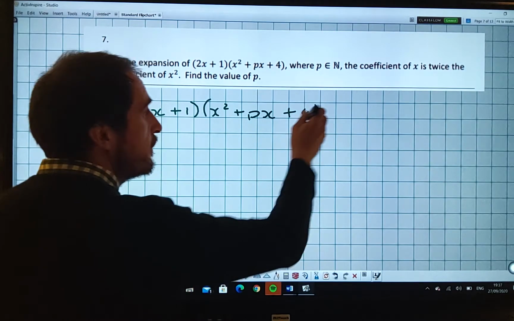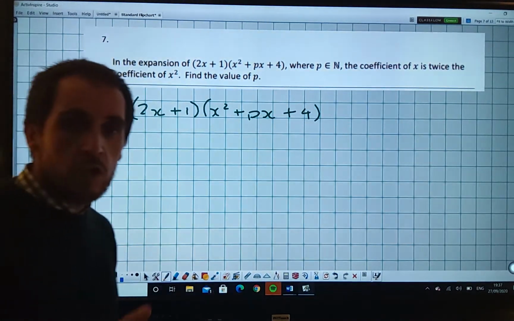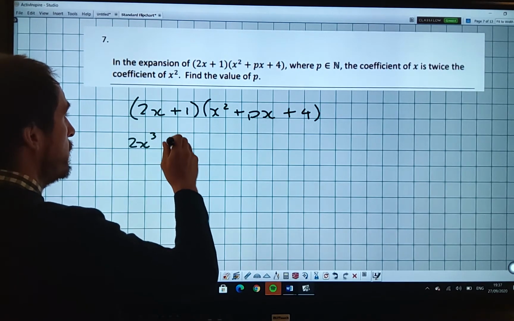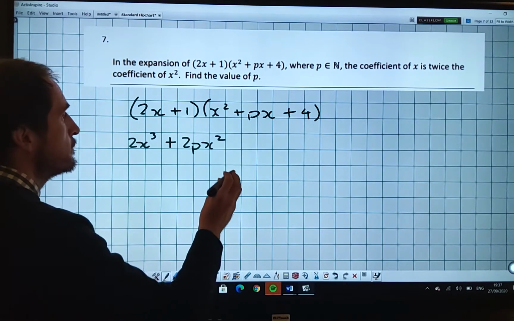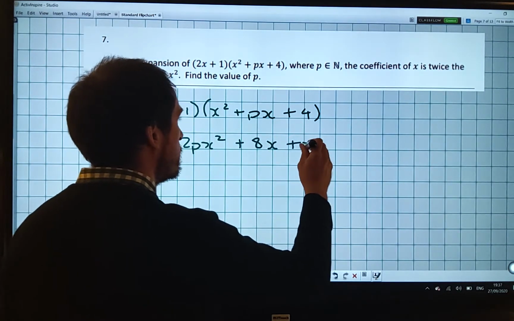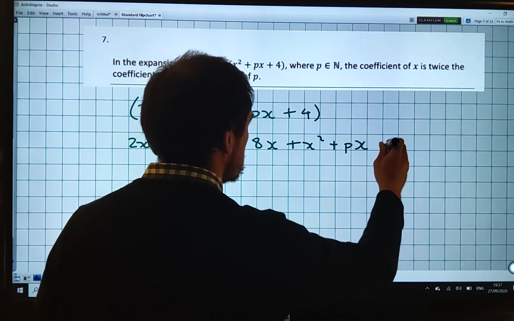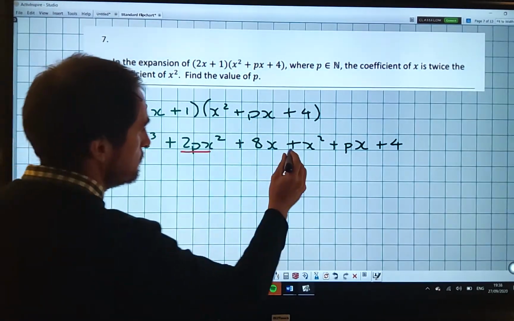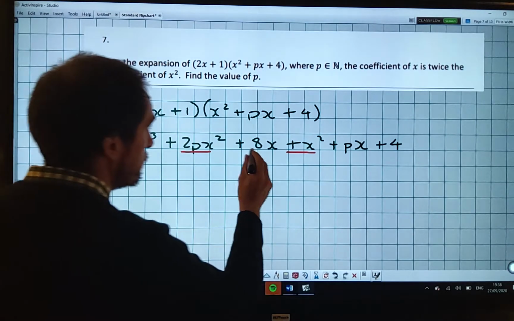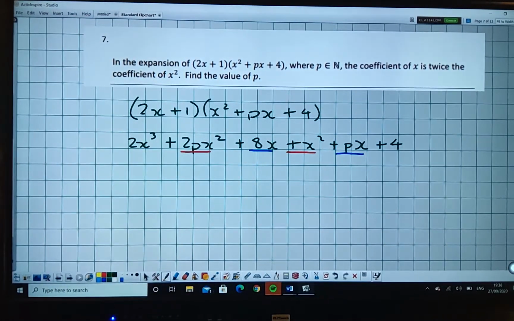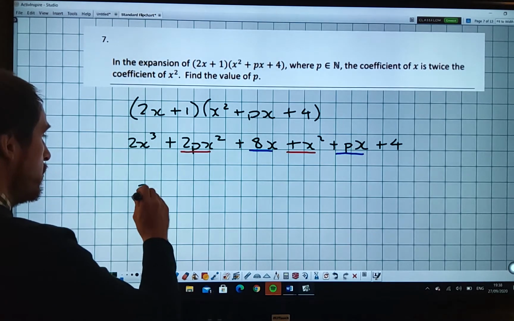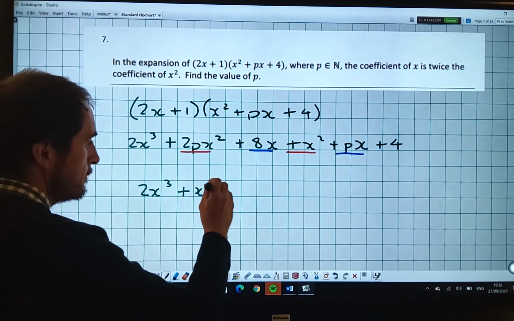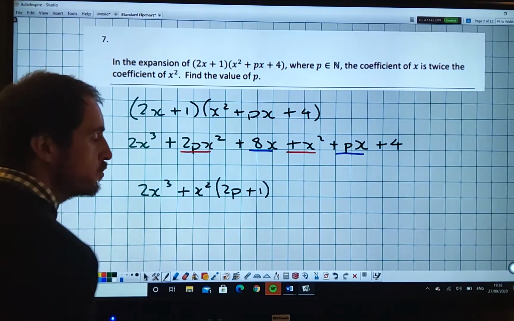And again, this is all writing it in terms of something else. Manipulation of formula, getting used to using letters as numbers. So 2x times x squared, 2x cubed, plus 2px squared, plus 8x plus x squared plus px plus 4. And again, watch what I did. x cubed right there on its own, x squared, x's, and I've got 4. So I can rewrite this as follows. 2x cubed, that's fine. The x squared, I can take x squared out of that. And what I'm left with is 2p plus 1.